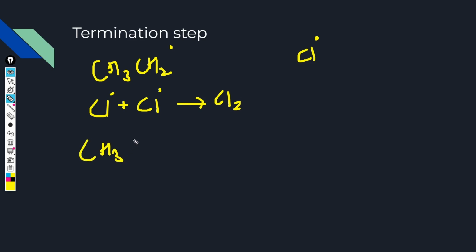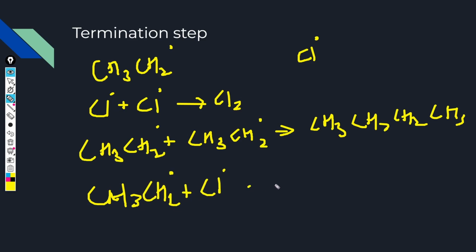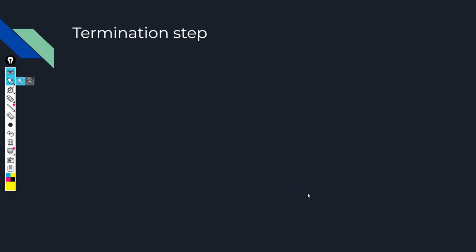Another thing that can form is CH3CH2 reacting with another CH3CH2 free radical, which will form CH3CH2CH2CH3. This will form butane, right? And finally, the process we really want to know, the real reason, is the CH3CH2 free radical plus a chlorine free radical, which will form CH3CH2Cl, the end point of our free radical substitution mechanism. So this is the end of our free radical mechanism.